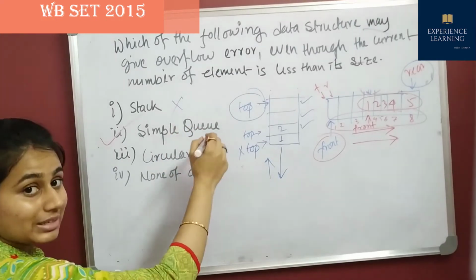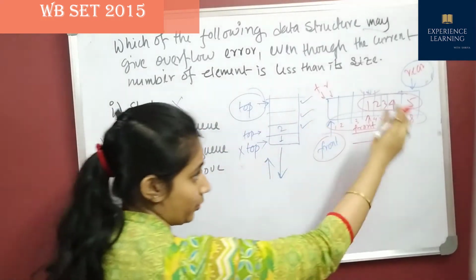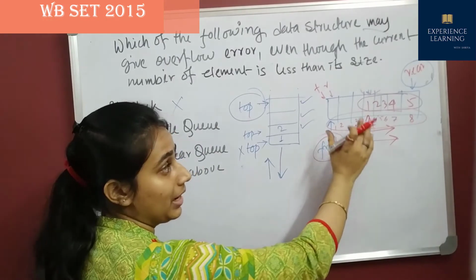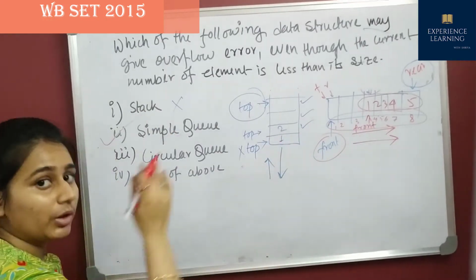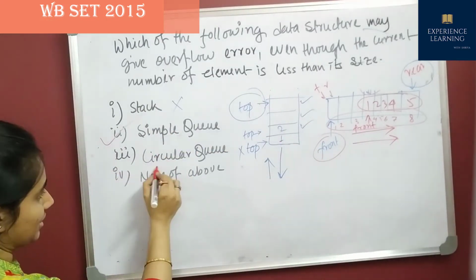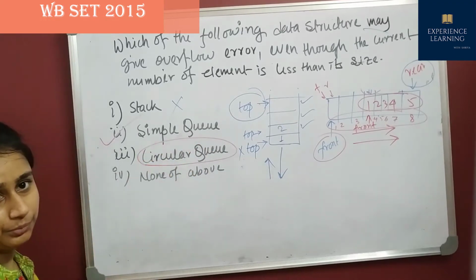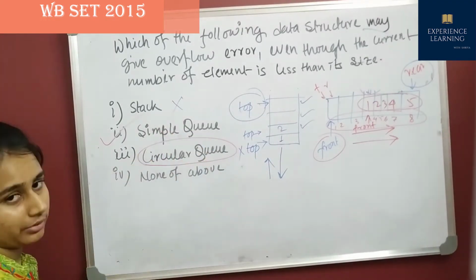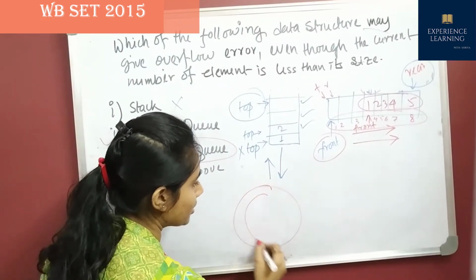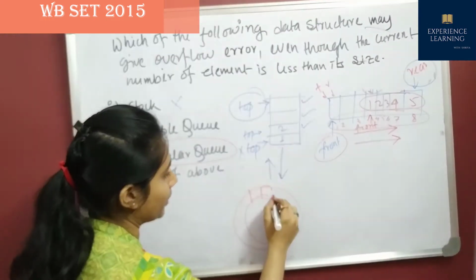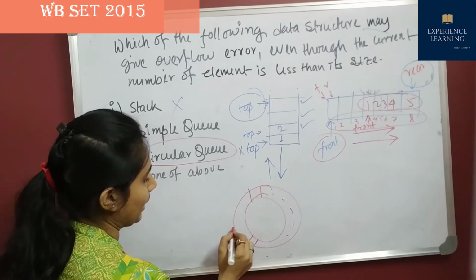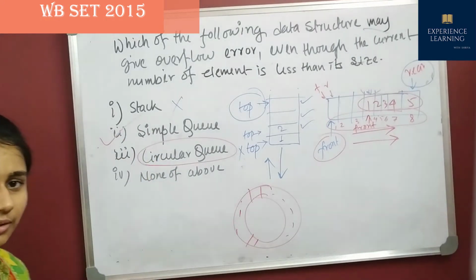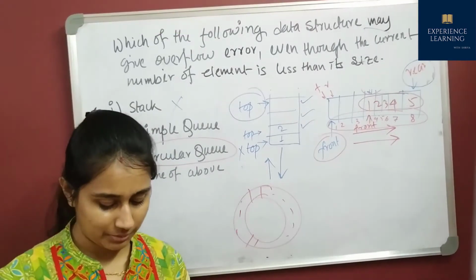To remove this kind of problem, that means when the number of data is less than the size, still you are not able to insert data, we actually use the circular queue. The disadvantage of the simple queue will be removed here. So here you know the logical structure of it is like this. Okay, go to the next question.